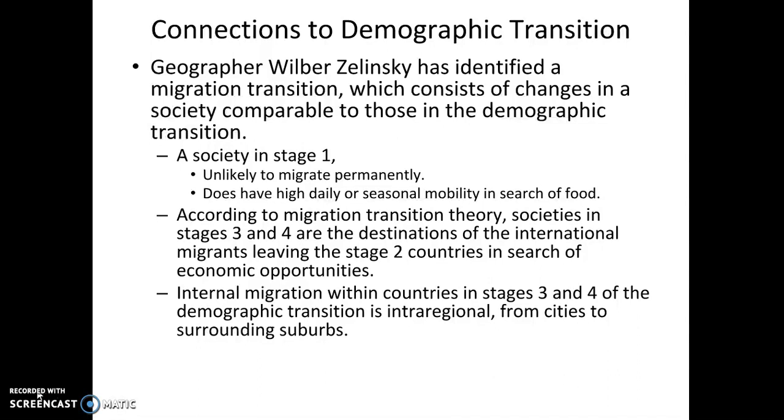People from stage 3 countries like Mexico, if they're going to migrate, will migrate to stage 4 countries. And then internal migration within countries in stages 3 and 4, like the United States and, let's say, Brazil, tends to be intra-regional, so from cities to surrounding suburbs.